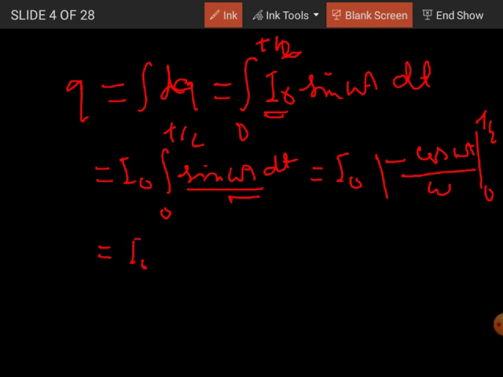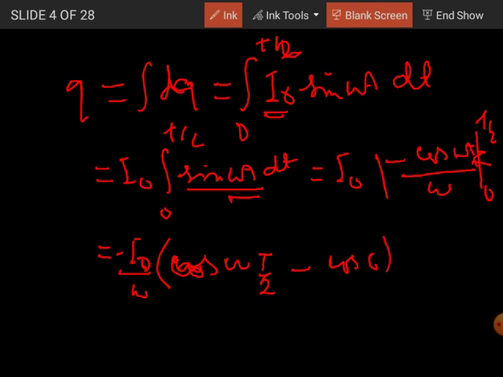I naught, you can take it out, that minus along with that omega, because these are all constant. You need to put the limits for this small t, the upper limit first and then the lower limit. So inside the bracket you will have cosine of omega t by 2 minus cosine of, if you replace t with 0, cosine of omega t, that means cosine of 0.